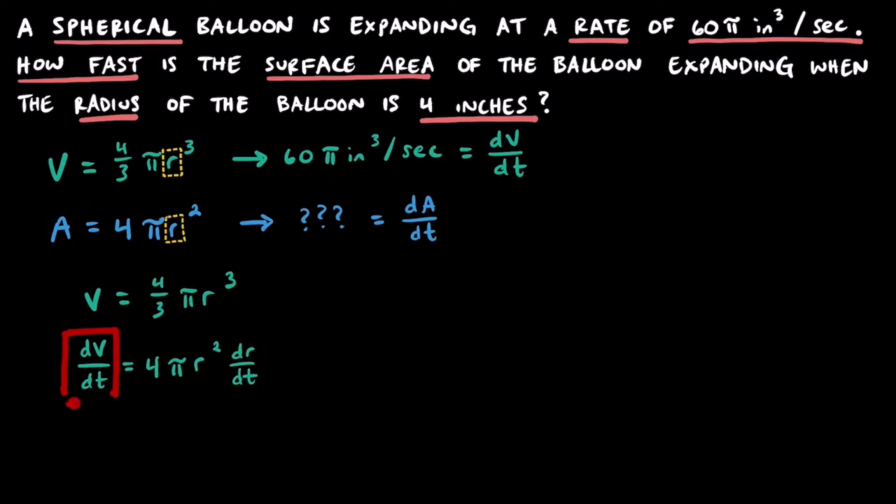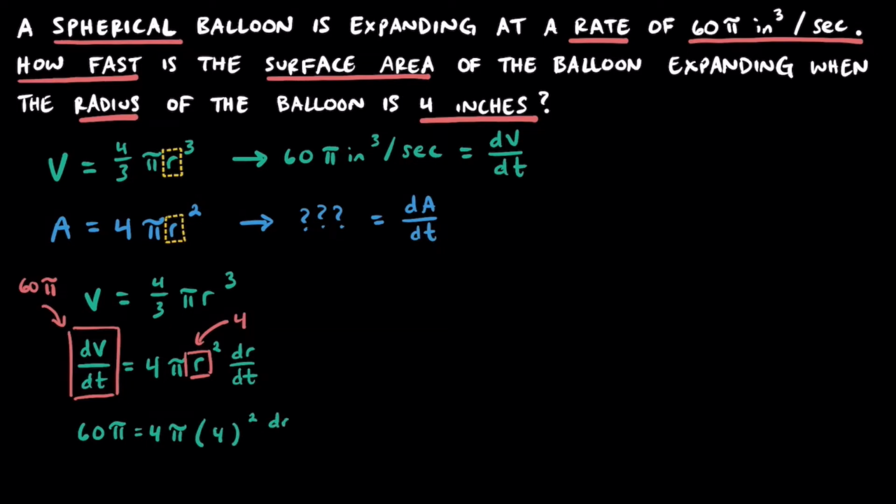Looking at this dV/dt, keep in mind that that is just going to be the rate of change for the volume, so we can substitute this in for 60 pi. So we'll take this part right over here, and I'll just write that this will be substituted in for the value of 60 pi. And to continue substituting, remember that we're told that this is all happening when the radius is equal to 4, so let's take this radius right over here and substitute in the value 4 for r as well. Substituting in, we'll get 60 pi is equal to 4 pi times 4 squared times dr/dt.